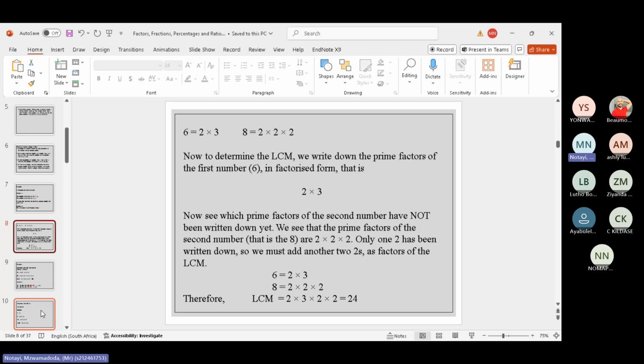Now, to determine the LCM, we write down the prime factors of the first number, that is 2 multiplied by 3. Now see which prime factors of the second number have not been written down yet. We see that the prime factors of the second number, that is 8, are 2 times 2 times 2. Of the 3, only one 2 has been written down. So we must add another 2 two times as factors of the LCM. So we have to add two 2's of the second number, that is 8.